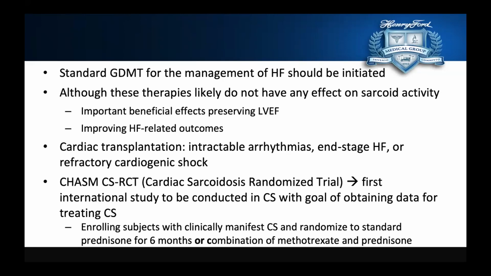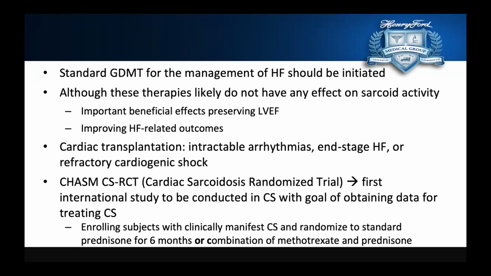Cardiac transplantation should be considered only in patients with intractable ventricular arrhythmias, end-stage heart failure, or refractory cardiogenic shock. Now sarcoid can recur in the transplanted heart, but the risk of recurrence based on some studies is quite low. It's less than 10% when the patient is kept on low-dose steroids.